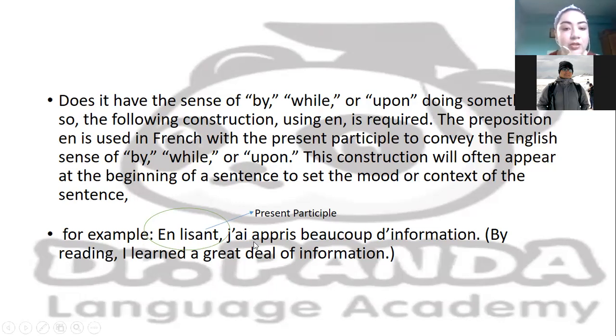En lisant, j'ai appris beaucoup d'informations. Very good. So, ito yung present participle natin, which is en lisant. Okay. En lisant. Yes, en lisant.